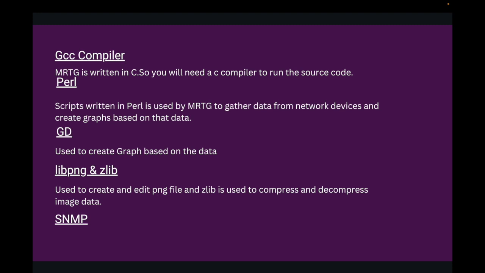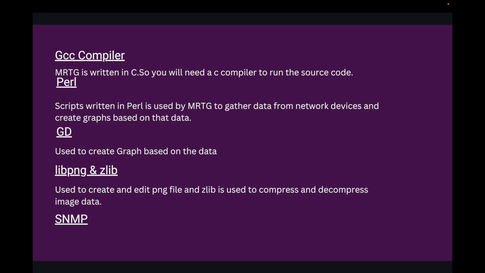The next in your checklist is Perl. Perl is a high-level general purpose language that is widely used in network programming, system administration, and other tasks. So MRTG uses scripts written in Perl to gather data from network devices, and this generates the web pages that display the graphs. MRTG also uses Perl to perform other functions such as data logging, data analysis, and error handling.